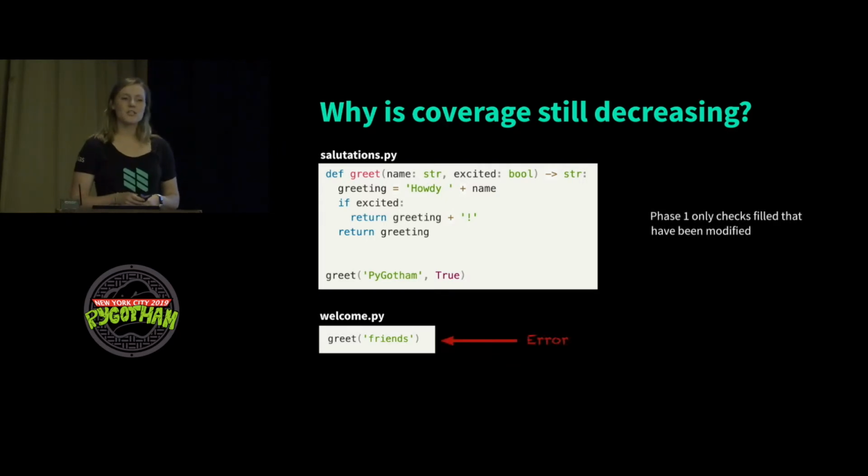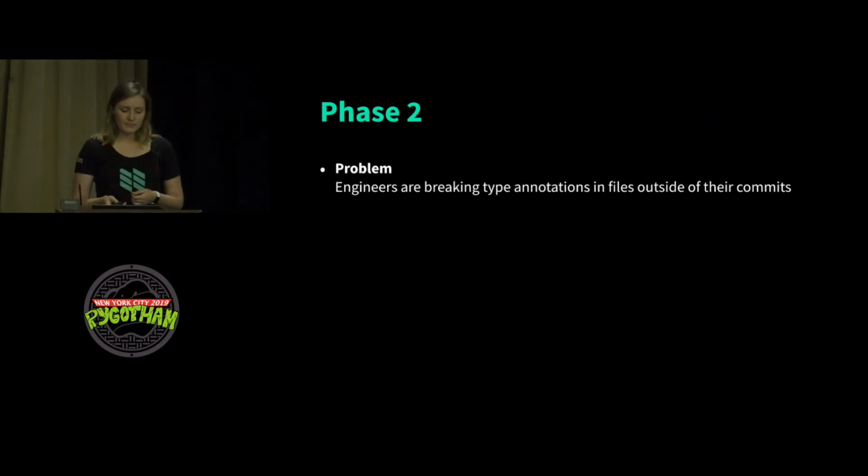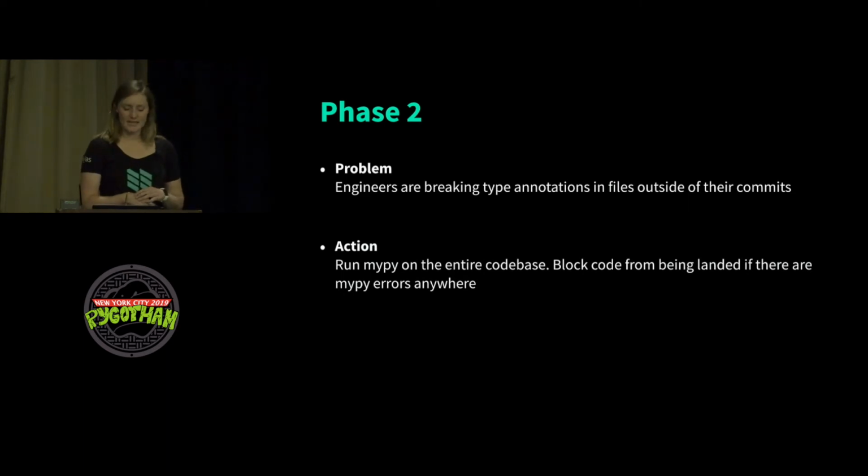Phase 1 only checks the files that have been modified in a commit, so it wouldn't catch the fact that greet in welcome.py is not passing the correct arguments. How can we fix this problem? Engineers are breaking type annotations in other files. Our response was to add a step in our dev process where we run Mypy on the entire code base. If Mypy fails anywhere, then we block landing that code.